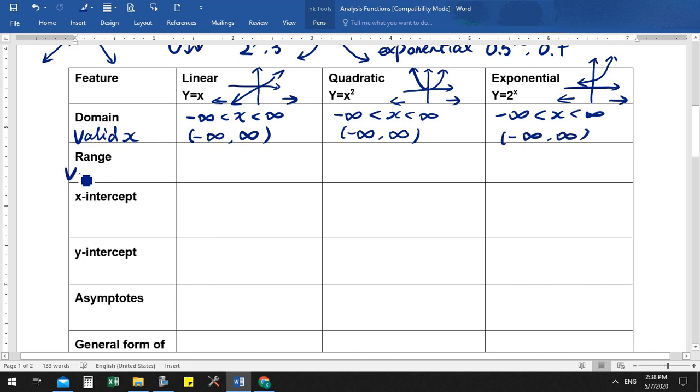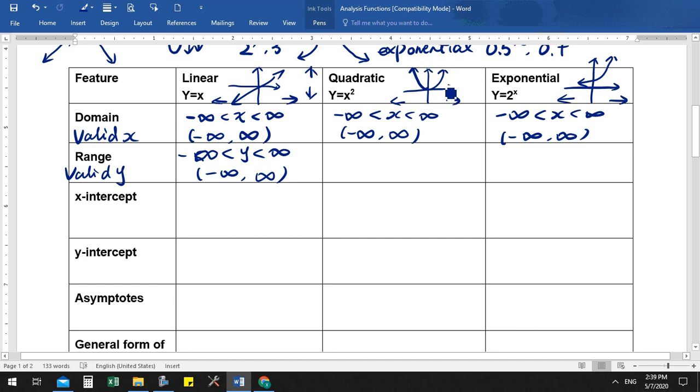And the range is valid y value. So for this one, you will see up and down it keeps going. So you just change the x to y, then y is all real numbers, negative infinity to positive infinity.